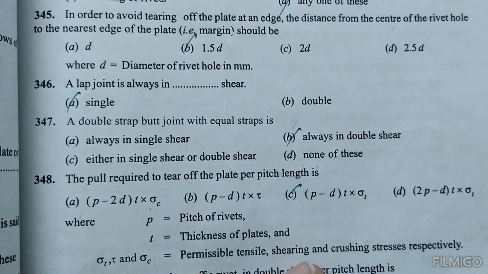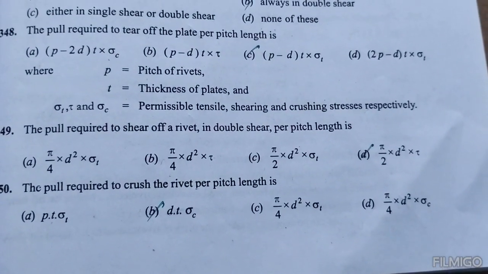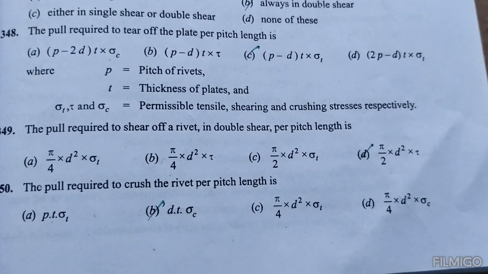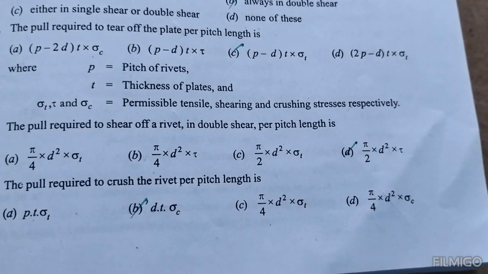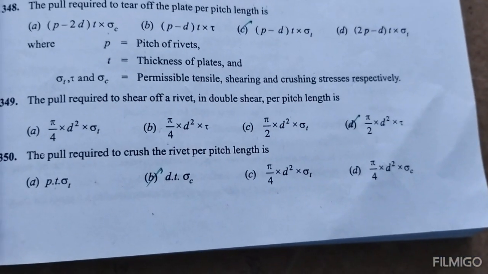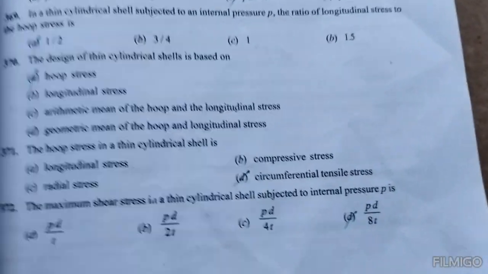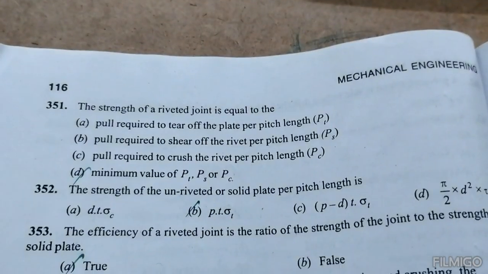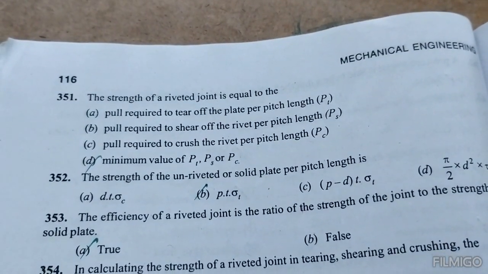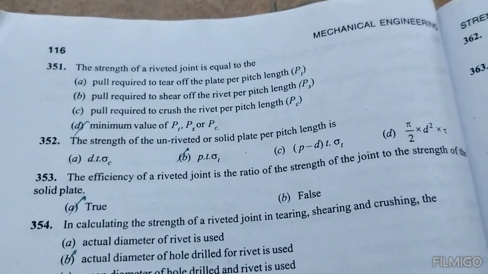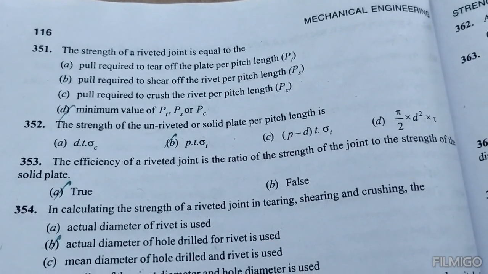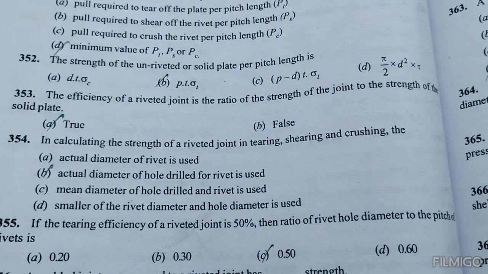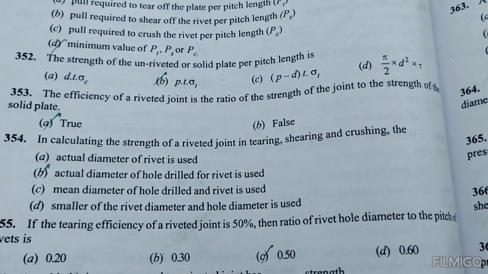The pull required to tear off the plate per pitch length is P equals (p minus d) t into sigma t. The pull required to shear off a rivet in double shear per pitch length is pi by 2 into d square into tau. The pull required to crush the rivet per pitch length is d t sigma c. The strength of a riveted joint is equal to the minimum value of Pt, Ps or Pc. The strength of the unriveted solid plate per pitch length is p t sigma t. The efficiency of a riveted joint is the ratio of the strength of the joint to the strength of the solid plate.